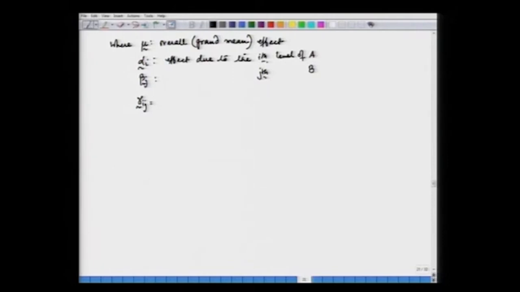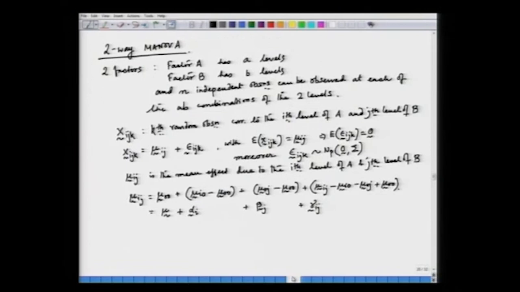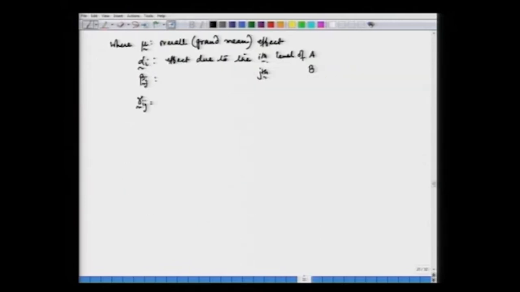is nothing but, if you have a look at it, mu i j minus mu i naught. Let us go back to it and see what this is. Gamma i j is mu i j minus mu i naught minus mu naught j plus this. So, this we have already introduced as the effect due to the jth level of B, and what is the rest of it? Let us also write it in the parameter form, it will be easier for us. This is mu i naught minus mu naught naught, and then it is mu naught j minus mu naught naught. Sorry, this is going to be mu i j, the first part. This is not alpha i; this is not the first part of gamma i j. It is mu i j minus mu i naught, and then it is mu naught j minus mu naught naught, that is okay.